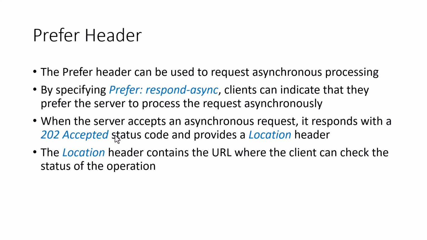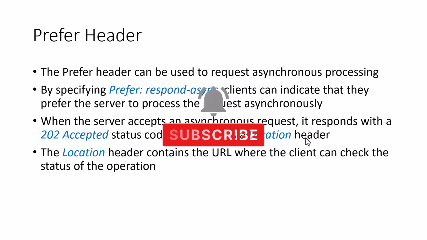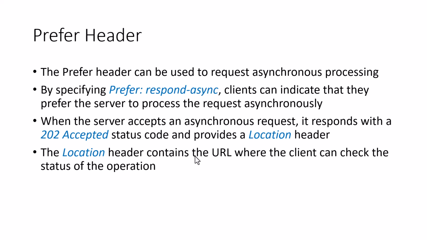And along with the status code, along with the response, it also provides the Location header. And this Location header contains the URL. The client can check back using this Location header for the status of the operation. So it can constantly poll and find out whether the operation has completed or not. And once the operation has completed, the server will say that it is complete.